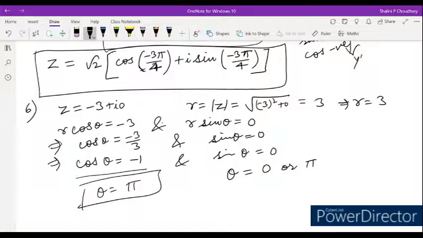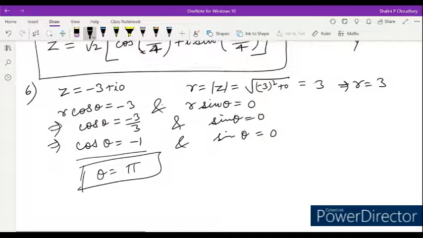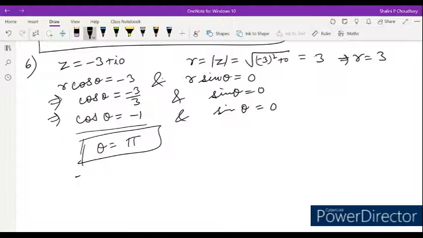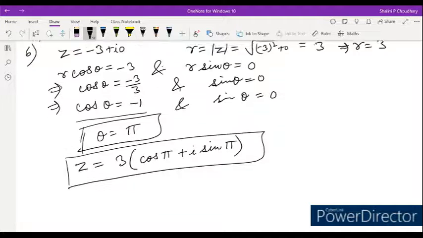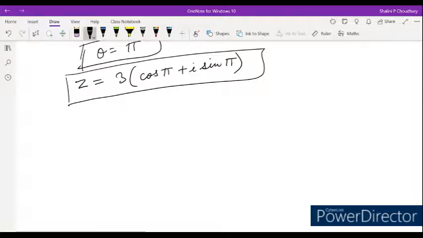It means theta is equal to pi. 0 तो हम नहीं ले सकते because cos is negative. Okay. Now, so we can write z in polar form. So z is equal to r, that is 3 cos pi plus i sin pi. Okay. So this is z in polar form. Now, question number 7.